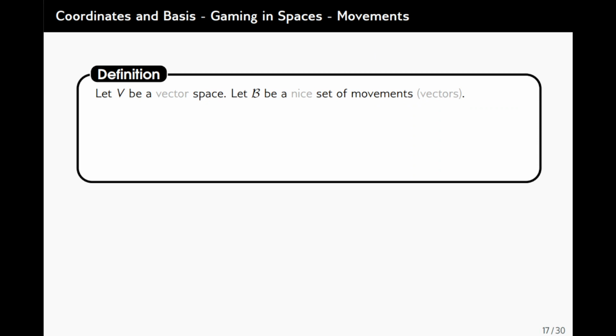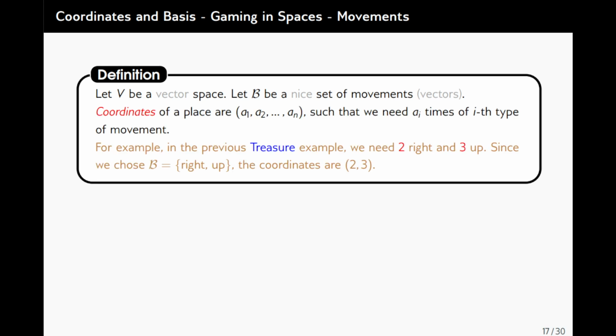So let's try to do some definition. Let V be a space, let B be a set of movements. If you are seeing this and feeling scared, just treat it as (2, 3). The coordinates are (2, 3) such that you need two times E1 and three times E2, adding them together. Okay, here's the example.